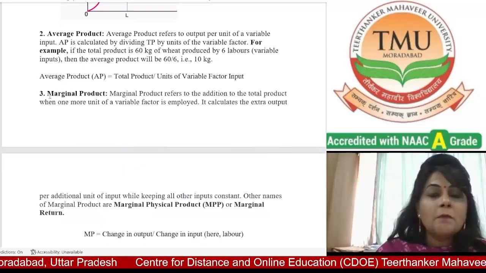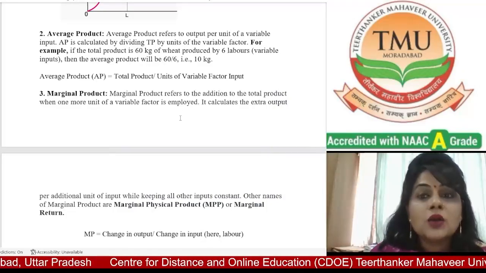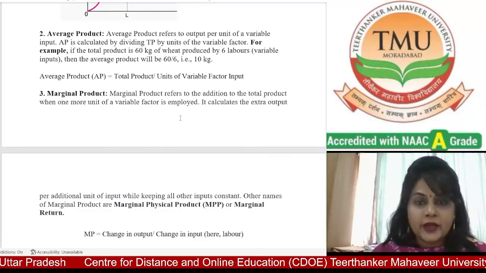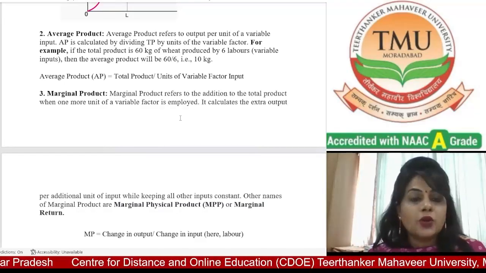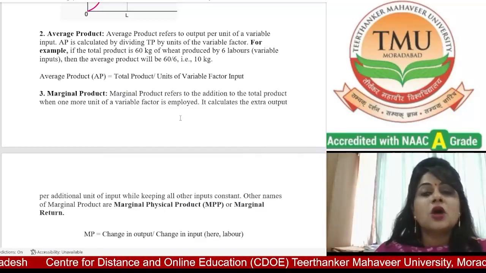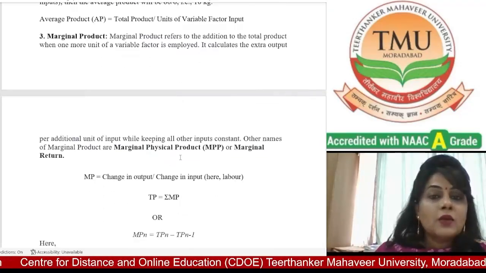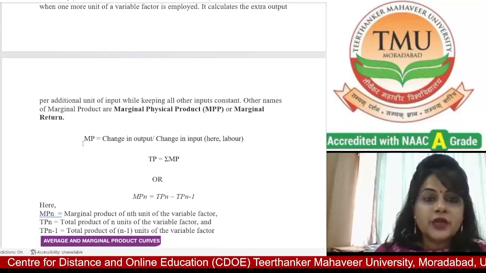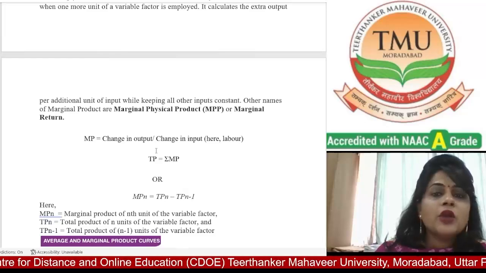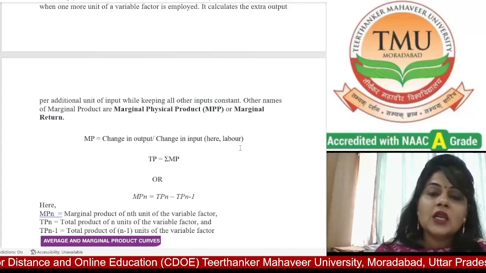Now we discuss the marginal product. Marginal product refers to the addition to the total product when one more unit of the variable factor is employed. It calculates the extra output per additional unit of input while keeping all other inputs constant. Other names for marginal product are marginal physical product, MPP, or marginal returns. MP is equal to the change in output divided by the change in input. Here, for inputs you can take labor.